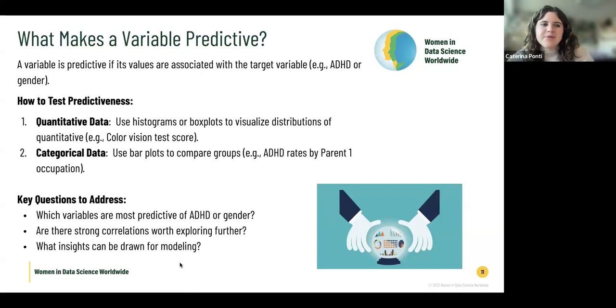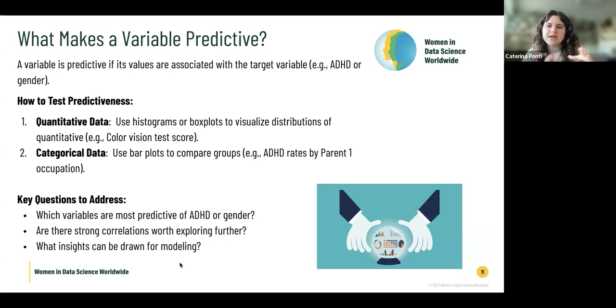So for quantitative data, to test predictiveness, you can use histograms or box plots to visualize the distribution. I personally suggest looking at a visualization first, because once you see it, you can really notice correlations or relationships that you didn't see before. For example, you can visualize the distribution of color vision test scores. Also, you can use scatter plots to see trends between two different quantitative variables, for example, hyperactive skills or positive parenting skills.